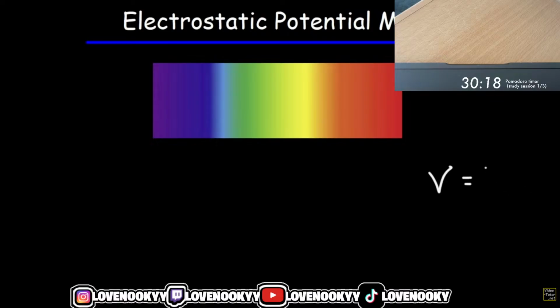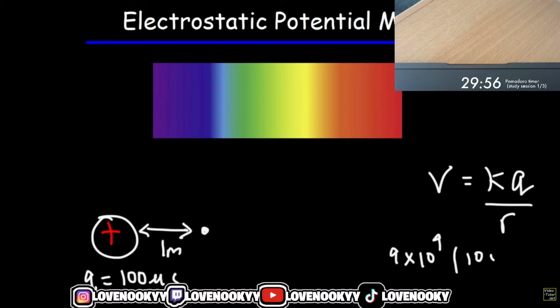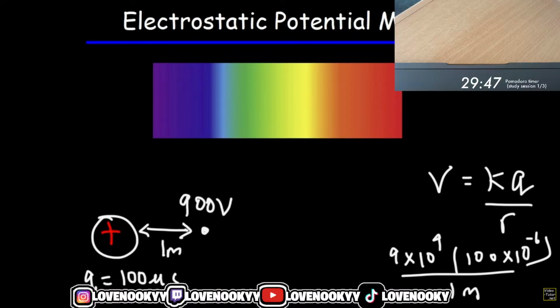In physics, the electric potential of a charge is dependent on the electric charge. So let's say you have a positive charge with a Q value of 100 microcoulombs. At a distance of 1 meter away from that charge, it's going to create an electric potential, and we can plug it in this formula. K is 9 times 10 to the 9, Q is 100 times 10 to the minus 6, and at a distance of 1 meter, this charge will create an electric potential of 900 volts.